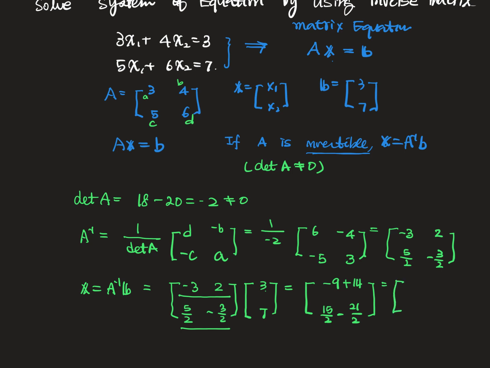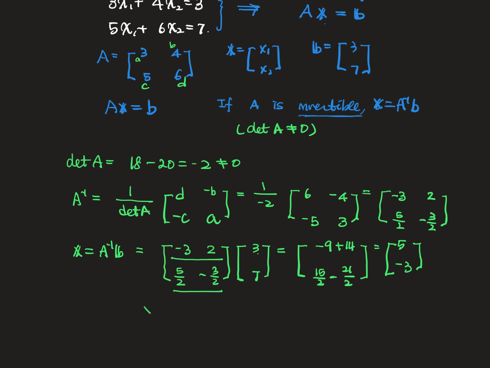Here the top is 5, right? Negative 6 over 2 is negative 3. That's the solution of the system of equations. What are you going to say, guys? x1 is 5, x2 is negative 3. That's another way to solve the system of equations.